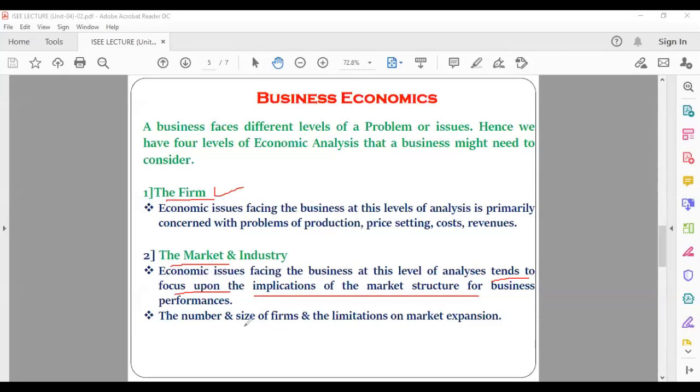Number and size of the firms: how many business units and business plans you have. Understood, that is the number and size of the firms and the limitation on the market expansion. If your company has few plants or business units, can you sell your product in multiple markets?